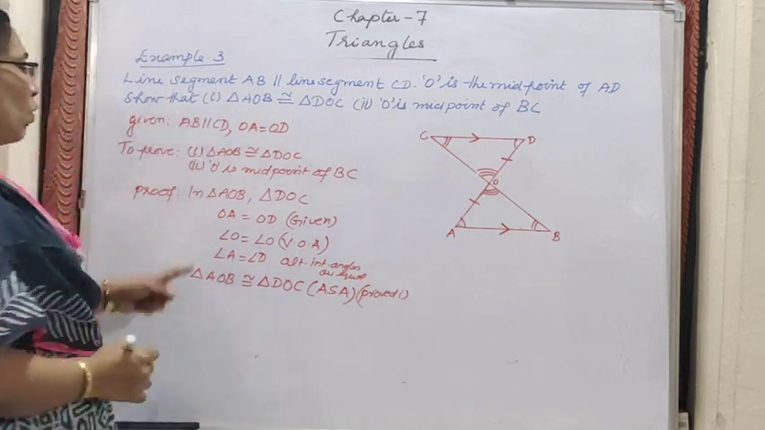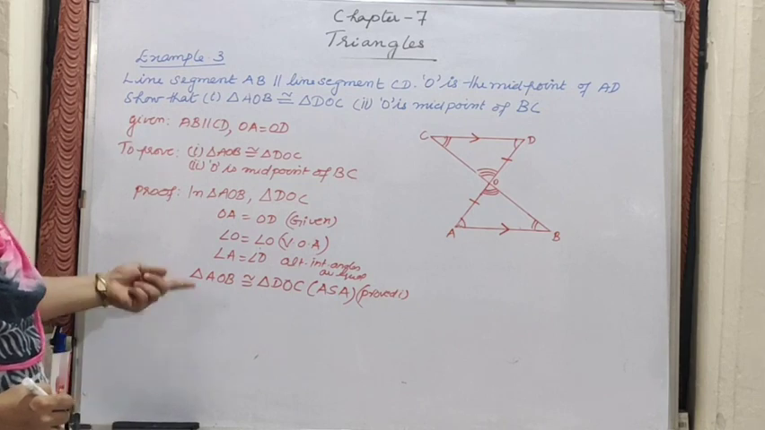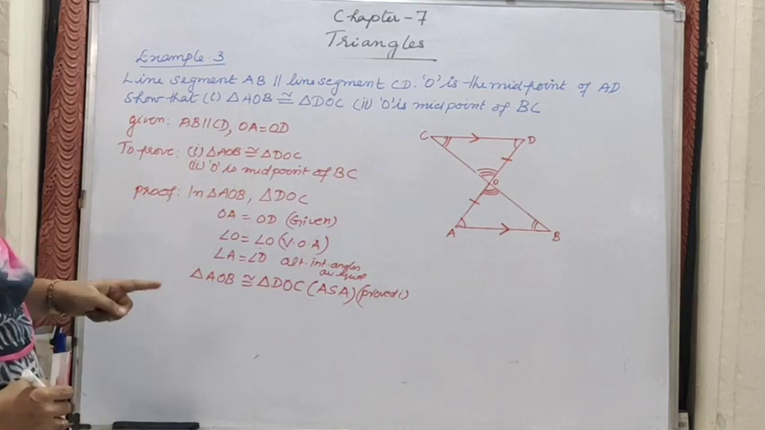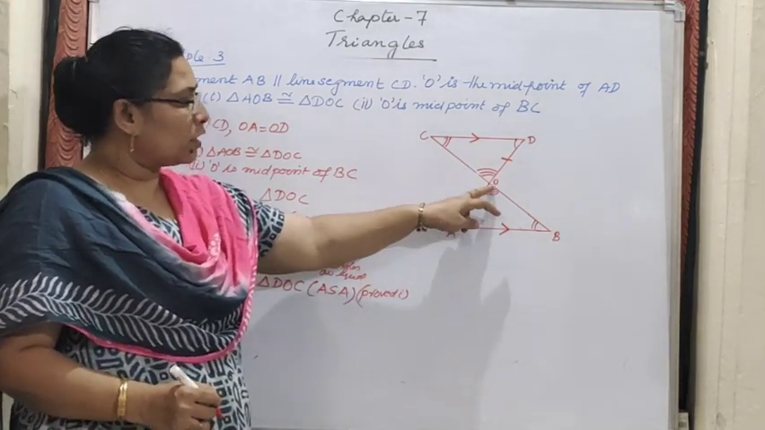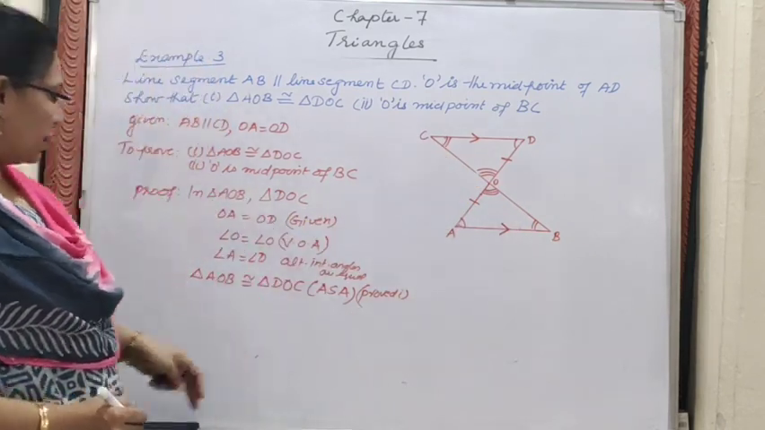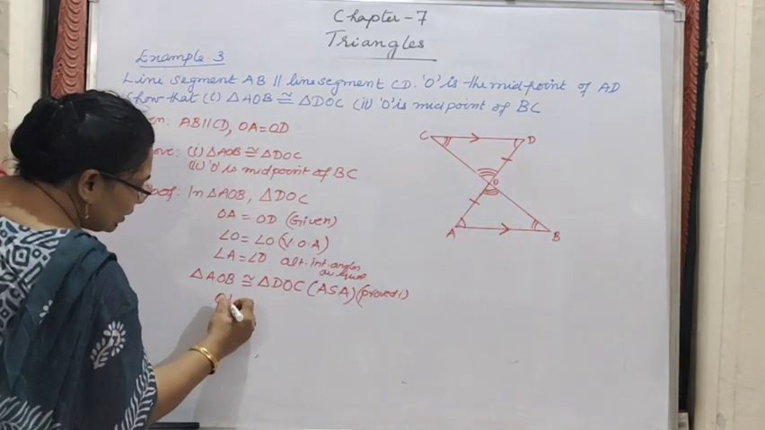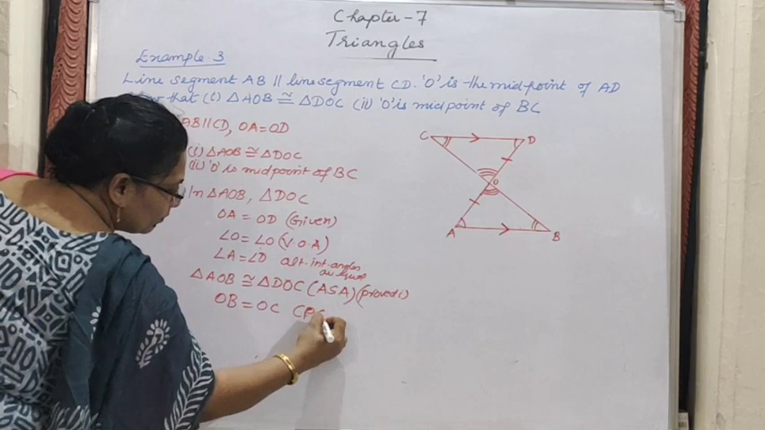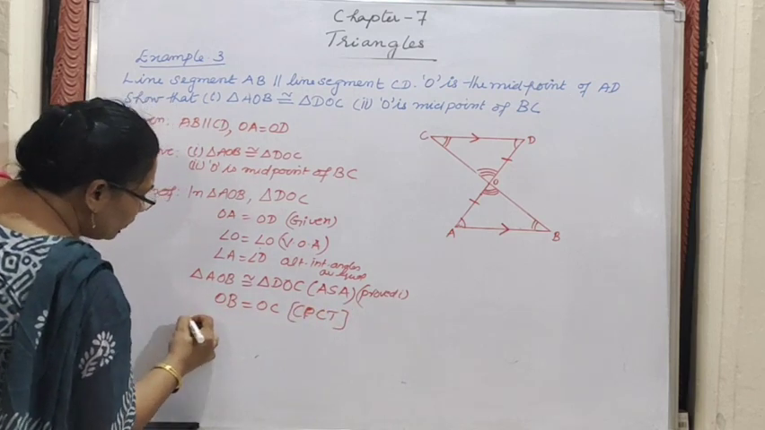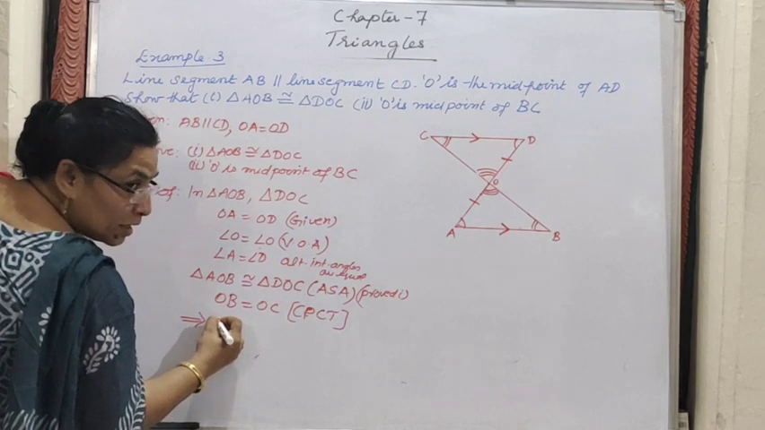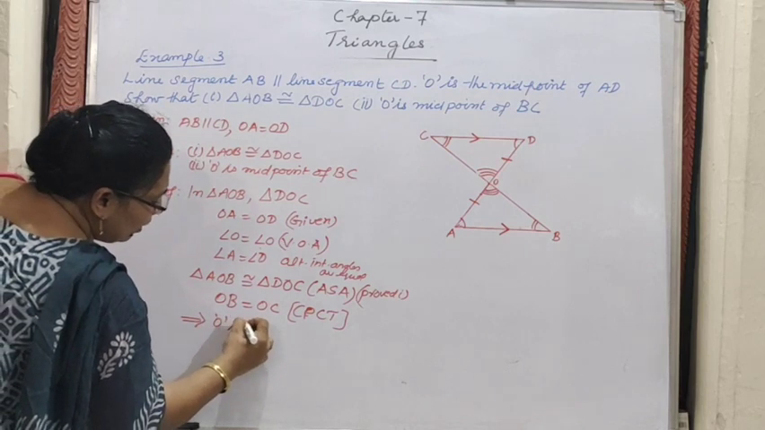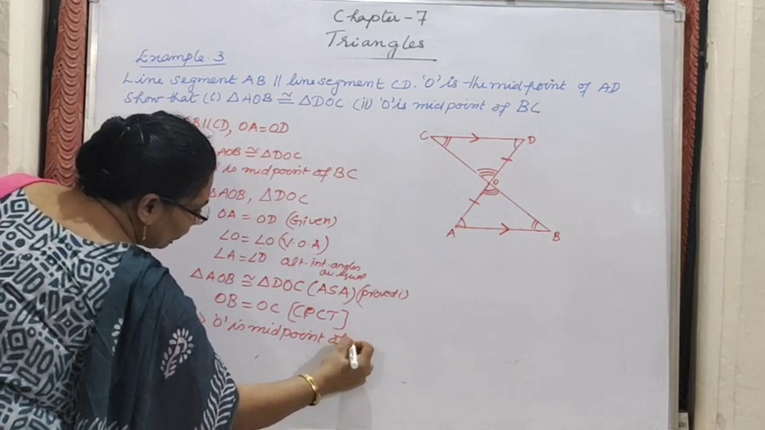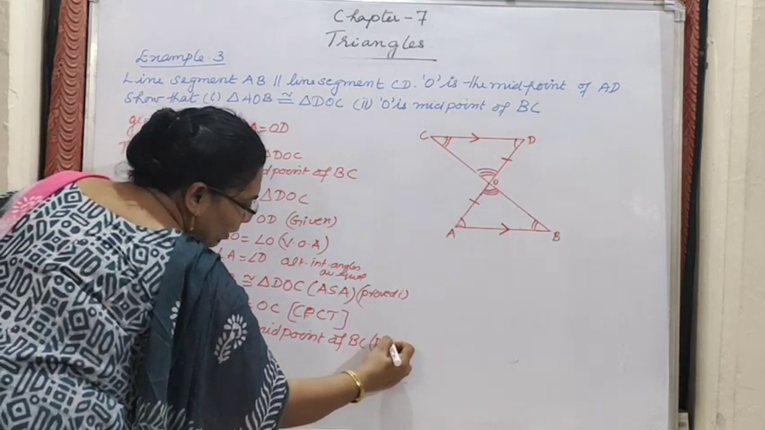Okay, what is this one? O is the midpoint of BC we should prove. Now after proving the congruency criteria, we need O is the midpoint of BC. If O is the midpoint of BC means OB equal to OC. So let us see whether we can write this from CPCT. Yes, OB equal to OC. The reason is CPCT. Okay. Now this CPCT shows that O is the midpoint of BC. And what we have to write is proved.